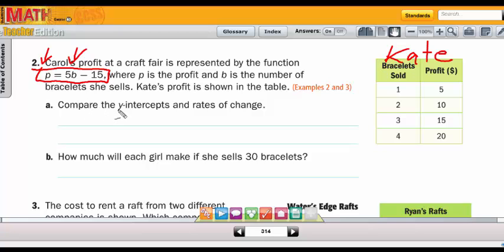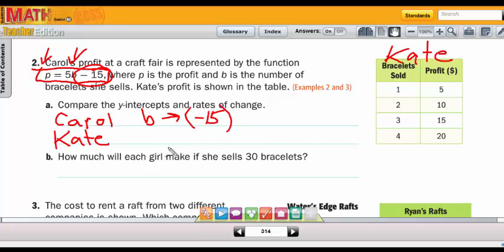First of all, it says compare the y-intercepts and the rate of change. So let's do it like this. Let's go Carol, and then down below we'll do Kate. So Carol, y-intercept is, look at Carol, we've got the y-intercept right here. The y-intercept is negative 15, so we'll make sure we see the negative there. And we will put the rate of change as slope here in a minute.